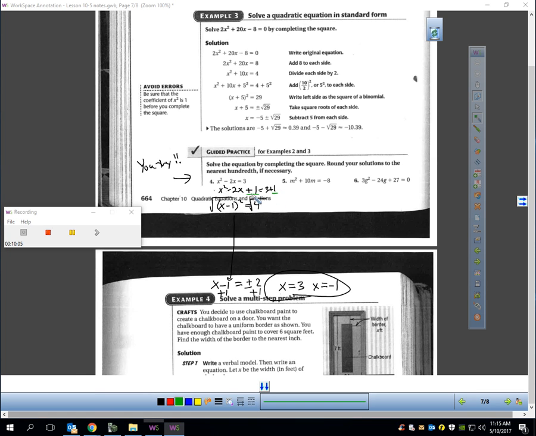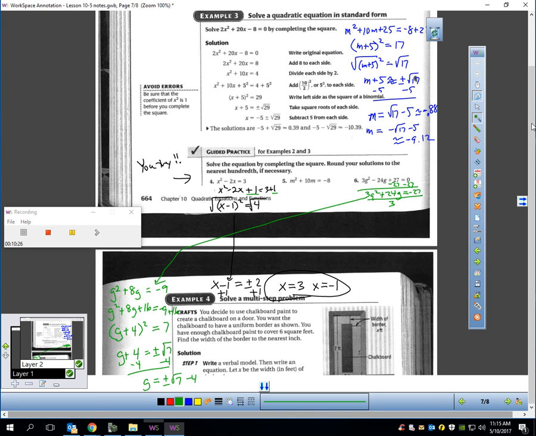Now, this is a perfect square trinomial. It turns into x minus 1 squared equals 4. You've got to square root each side, so x minus 1 would equal the square root of 4, which is positive or negative 2, and then add 1, and you're going to get 2 plus 1 is 3, or negative 2 plus 1 is negative 1.